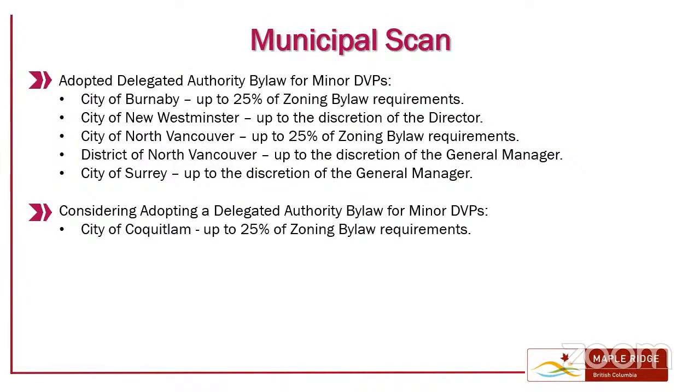So in terms of a municipal scan update from February, there are 5 municipalities that have brought forward minor DVP bylaws, and roughly 2 of them are looking at varying up to 25% of their zoning bylaw requirements for height, setbacks, and parking, where the others have left it up to the delegate. The city of Coquitlam is also considering up to 25%. So as you can see, Maple Ridge is slightly lower, but we're also creating very clear guidelines for everyone involved, staff to applicants, of what that threshold of a minor DVP is.